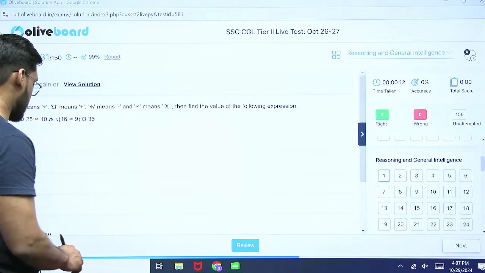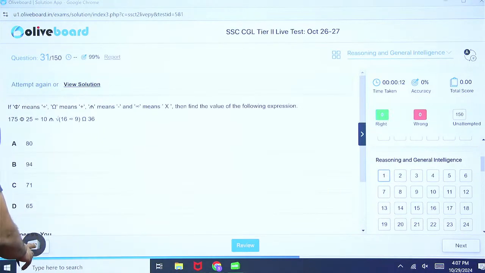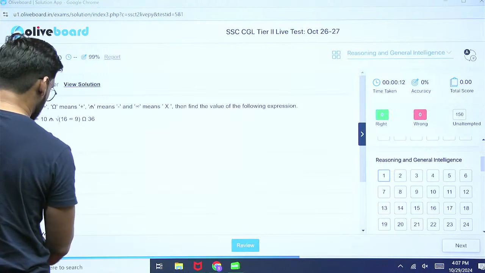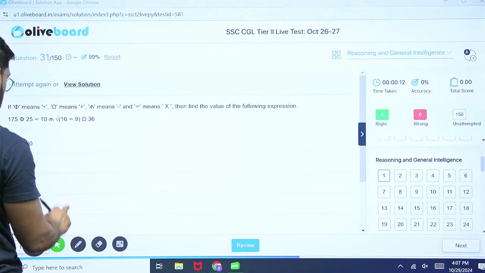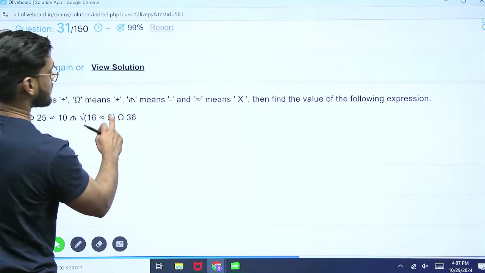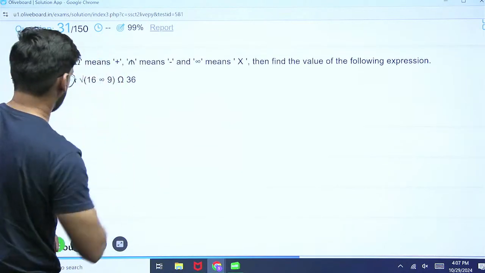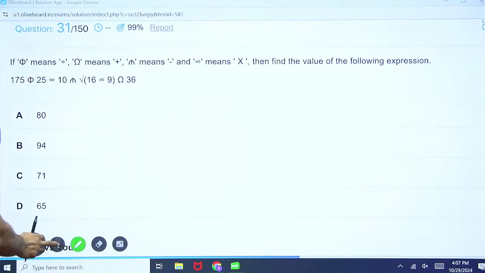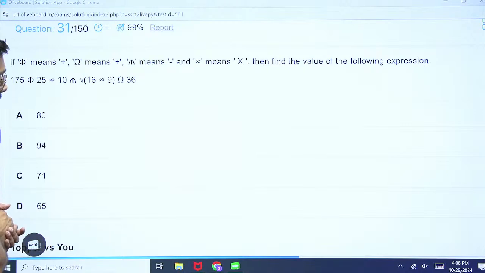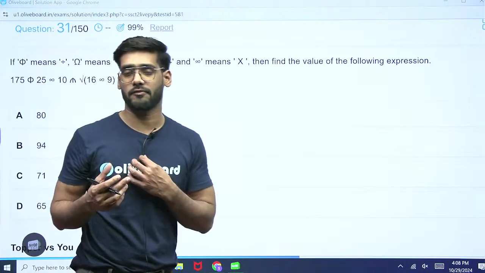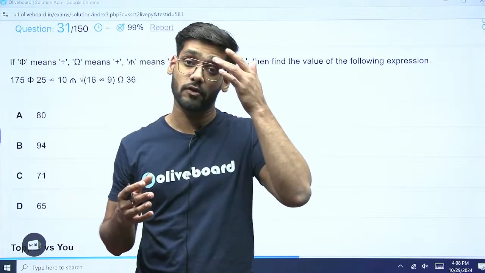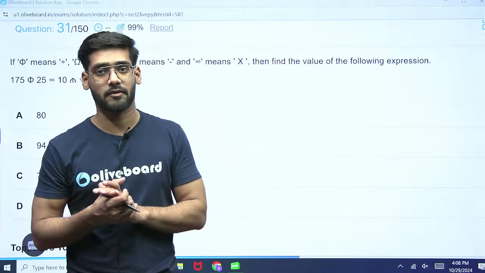Let's start the class and let's see the solution of all the questions that we have to do today. The first question is from mathematical operation, in which we are given some symbols, and we always need to do the division part first. But if a bracket is also involved, then we have to solve the bracket part first.